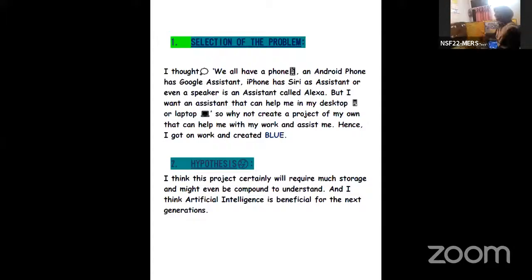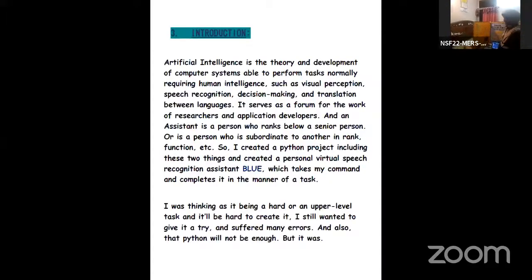Introduction. Artificial intelligence is the theory and development of computer systems able to perform tasks normally requiring human intelligence, such as visual perception, speech recognition, task execution, decision making, and translation between languages. And an assistant is a person who is subordinate to another person in rank, etc. So I created my project Blue, a personal virtual speech recognition assistant, which takes my command input and gives me the output as a task.